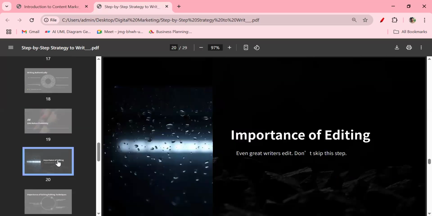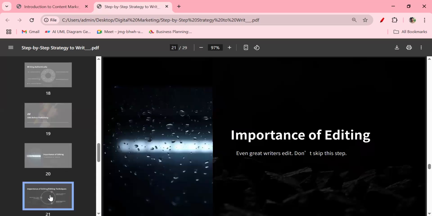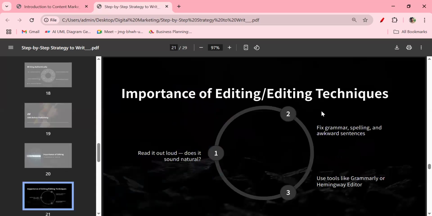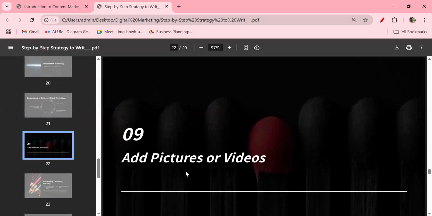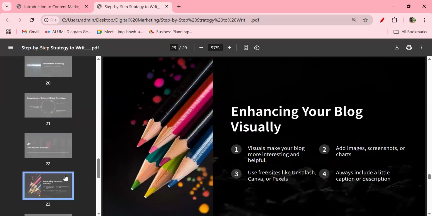Edit before publishing. Importance of editing: even great writers edit, don't skip this step. Editing techniques are fixing grammar, spelling, or wording of sentences. Use a tool like Grammarly. Read it out loud. Does it sound natural? Add pictures or videos. Enhancing your blog visually makes your blog more interesting and helpful. Add images, screenshots, and charts. Use free sites like Unsplash, Canva, and Pexels. Always include a little caption or description.